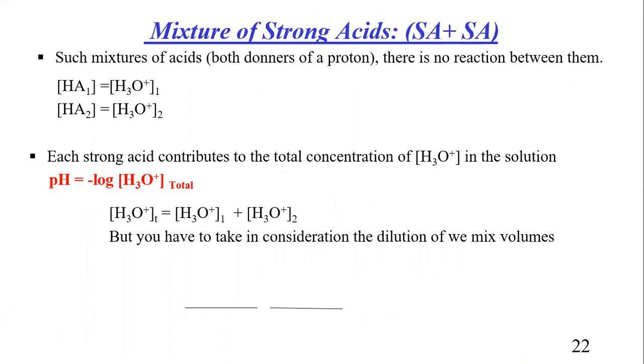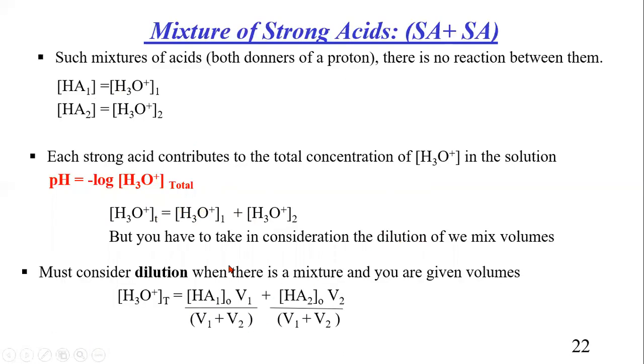So, mixtures of two strong acids, to get to the point directly. Both acids will contribute to the H3O+ concentration, and then the pH will be minus log of the H3O+ total. Sounds very easy. Well, it is. But I have to calculate this H3O+ total. And no, it's not just the addition of the initial concentration of this acid plus the initial concentration of that acid, because I have a mixture, so we have a dilution.